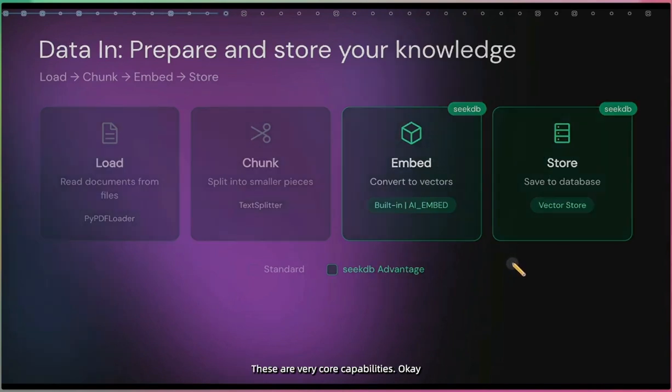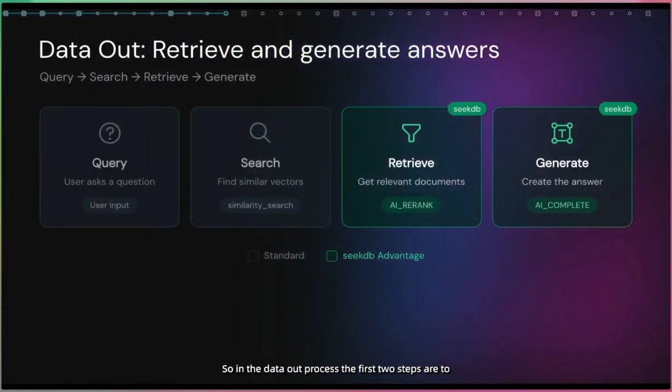These are very core capabilities. Okay, so in the data out process, the first 2 steps are to receive the user's question and then perform basic vector search, which is a fairly standard technique with many available methods. Here, what we want to highlight more is the use of AI and function-based error ranking. You can bind an external RAG model and then directly re-rank the search results within the database. After that, the data is fed back and provided for subsequent question answering.